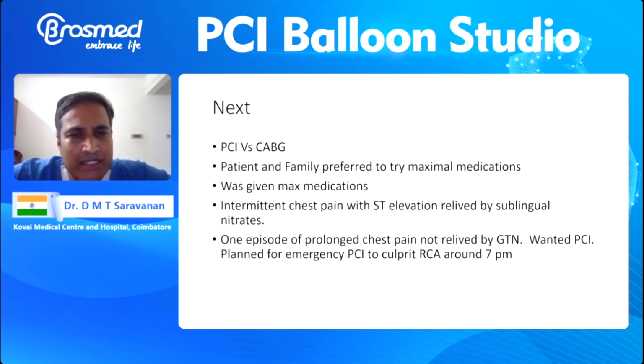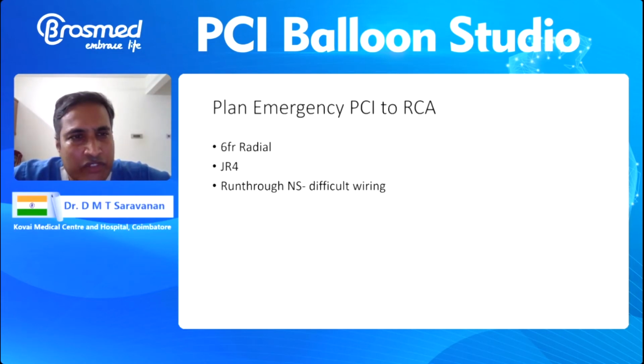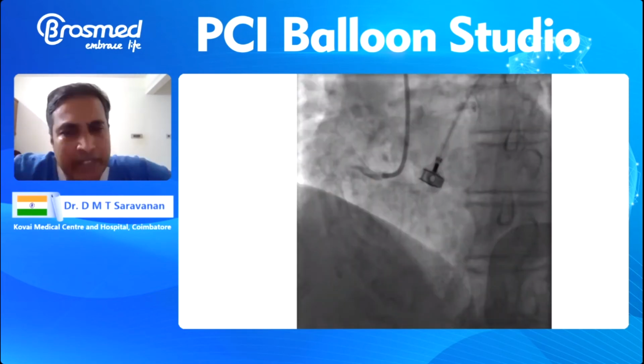So he was given maximum medication, almost everything was given. And he was having intermittent chest pain in the ward with inferior ST elevation. I was having an evening meeting, but he was having pain, so we took him for an emergency PCI for the right coronary artery, which we think is the culprit. The 6 French radial JR4 and a Runthrough wire were used. Quite difficult wiring.